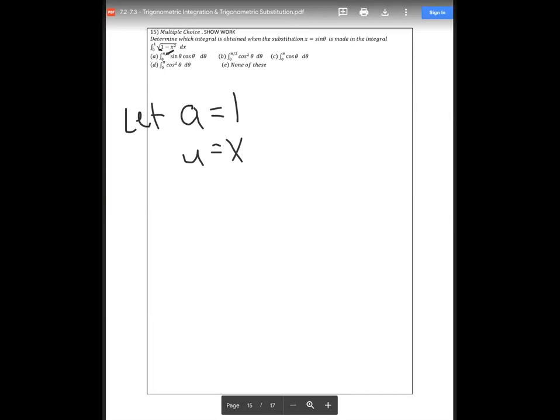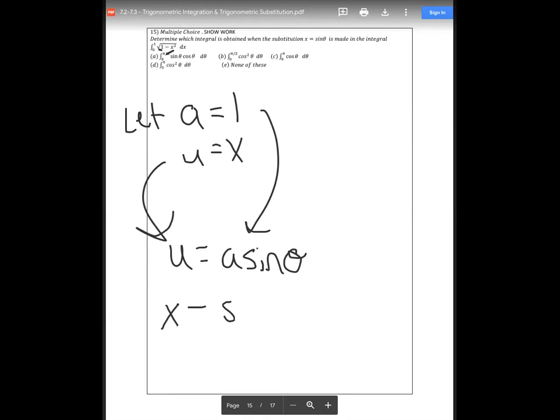Now, we use the rule that says u is equal to a sine of theta. We're going to plug in what we have here. I did that wrong. This goes here, that goes there. This just becomes x equals sine of theta. Does that make sense? Like, you know to plug it in? Okay. So at this point now, it's just doing what we've been doing.